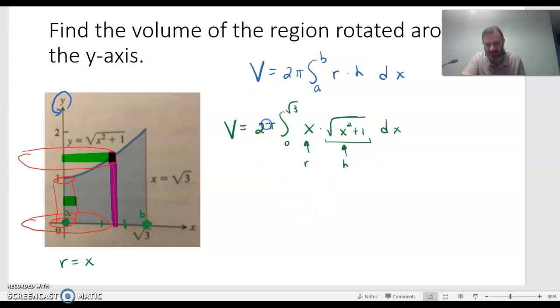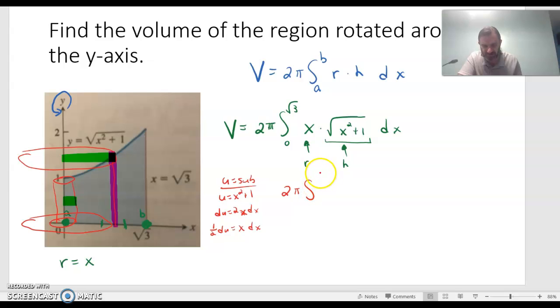Okay, so I think we're going to need to do a u substitution here. U sub would give me u is x squared plus 1. du is 2x dx. So 1/2 du equals x dx. So we will use that as a substitution. We'll have the volume is 2 pi. We'll have our integral. So we're going to replace x dx with 1/2 du. And we're going to replace x squared plus 1 with u, so that'll be the square root of u, or u to the 1/2.